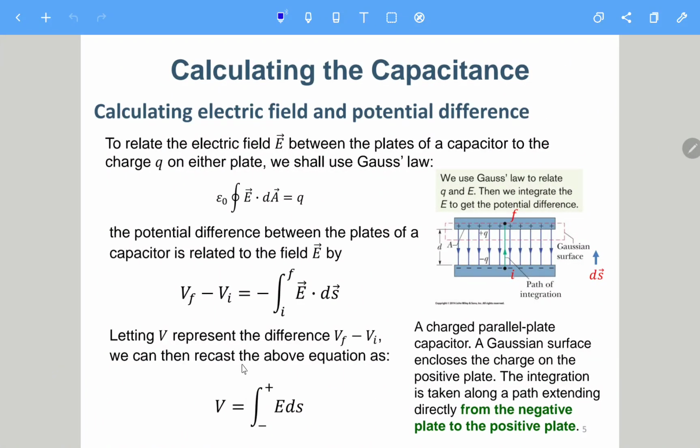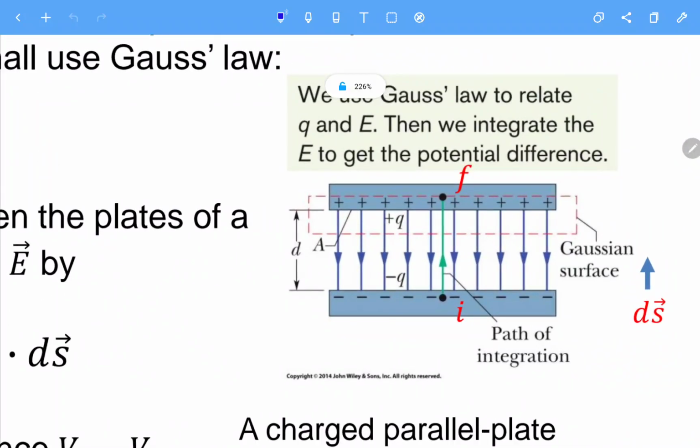So here we try to calculate the capacitance of a capacitor. Suppose we have a capacitor, and we also try to apply the Gauss law for it. Here we have a top plate and a bottom plate. We somehow would like to apply a potential difference to it.